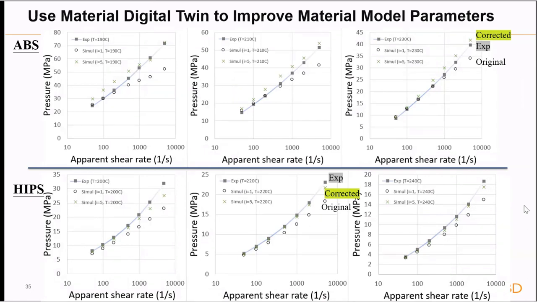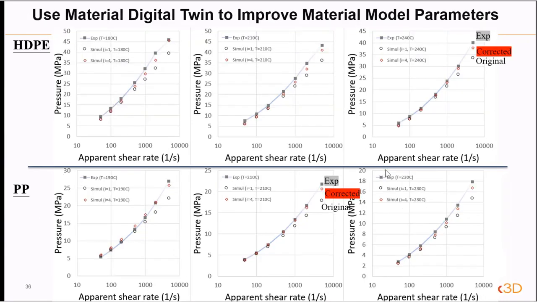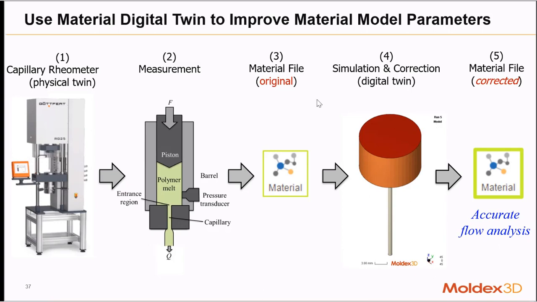So we also applied this idea to different materials such as ABS, HIPS, HDPE, and PP. We get better results once we do this kind of digital twin correction. We also find that if the viscosity of the material is critical, then this kind of heating is more significant than for typical materials.